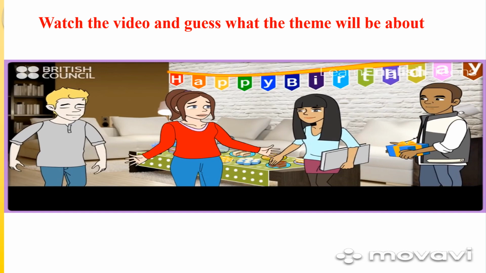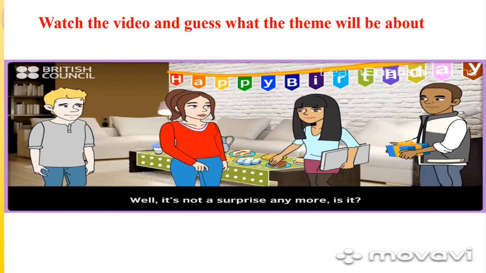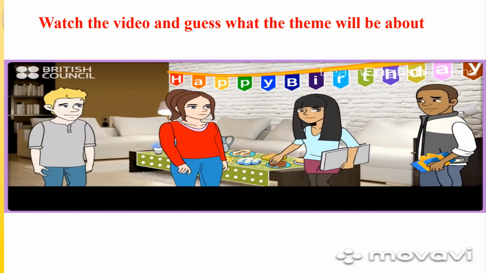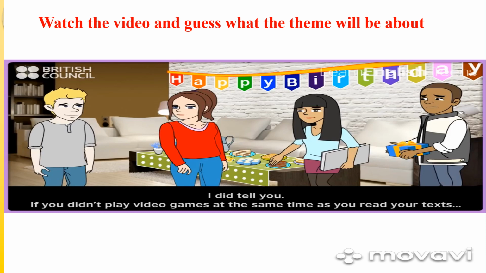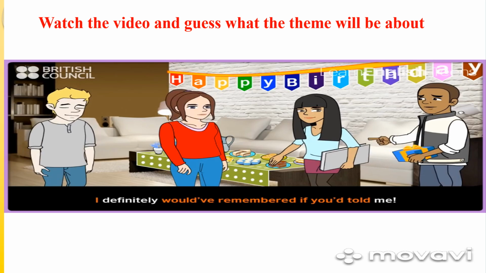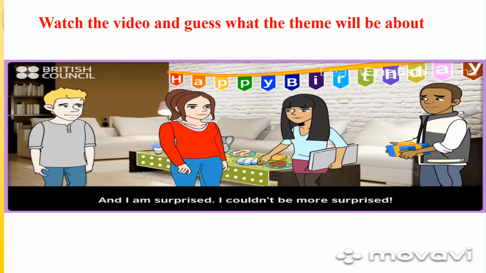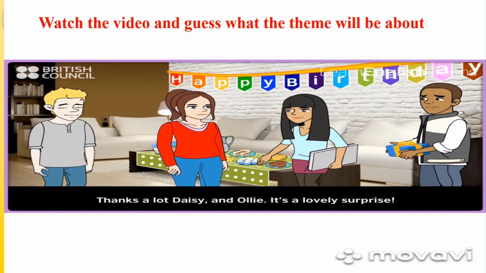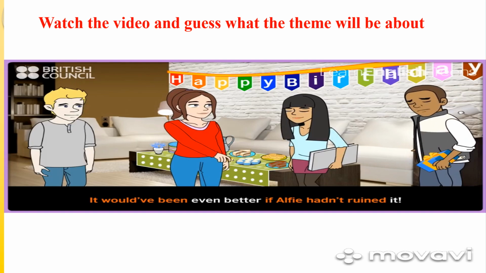What are you doing here? We're here for the party, of course. The surprise party. Well, it's not a surprise anymore, is it? What do you mean? It was a surprise party for Amy, you idiot. Oh. Well, nobody told me. I thought it was for Sophie. I did tell you. If you didn't play video games at the same time as you read your texts. I definitely would have remembered if you'd told me. Listen, it doesn't matter. I think it's really, really sweet of you to have a party for me, and I am surprised. I couldn't be more surprised. Oh, good. Happy birthday for 2 days ago. Thanks a lot, Daisy. And Ollie, it's a lovely surprise. It would have been even better if Alfie hadn't ruined it.